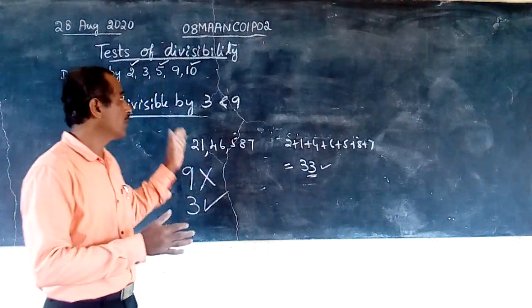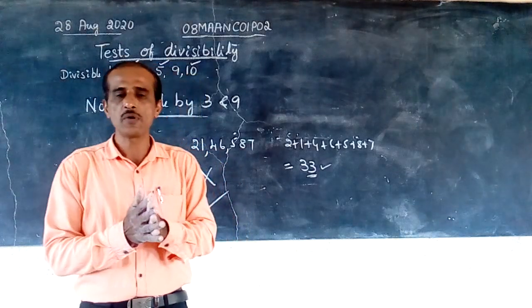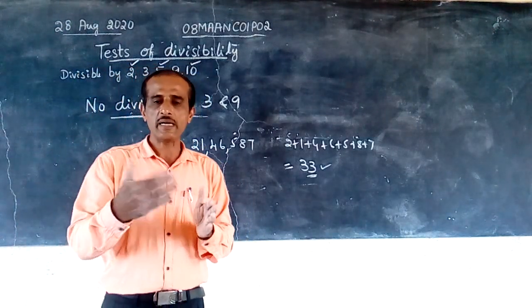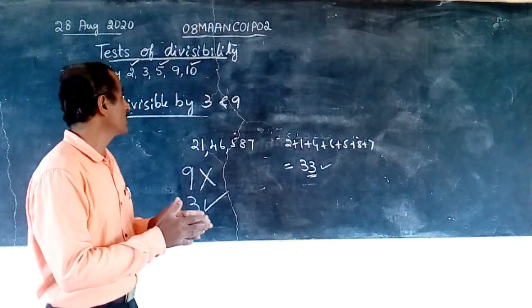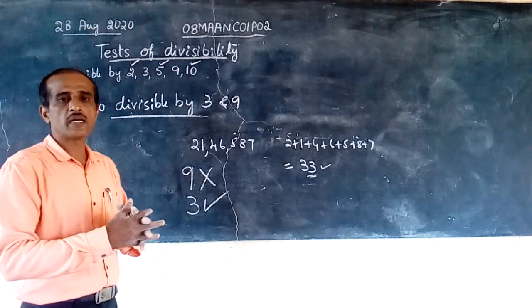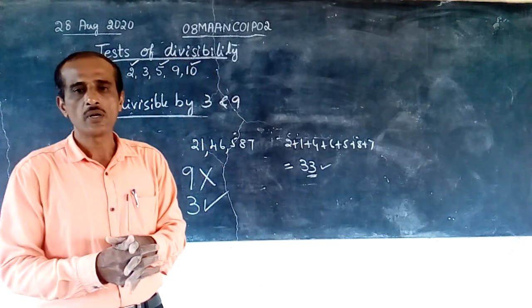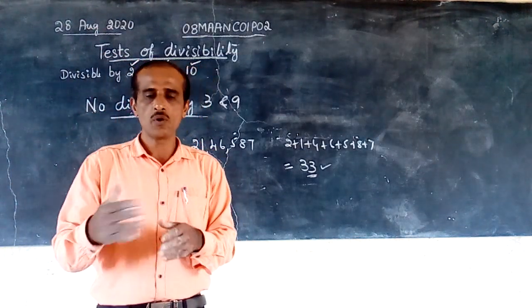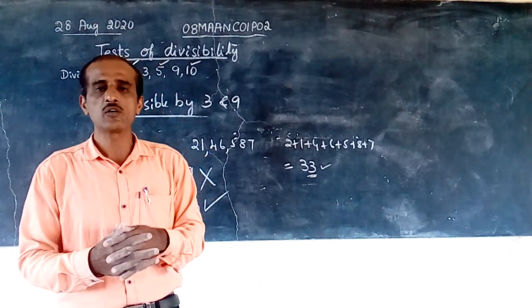In the same way, you have to do some problems from the textbook. So go through the textbook. If you have not collected it from your school, try to do the questions given in the textbook. Okay, I hope you have understood how to identify whether a number is divisible by 2, 3, 5, 9 or 10. So go through your textbooks and try to do some questions.